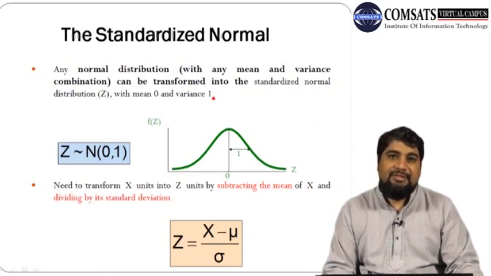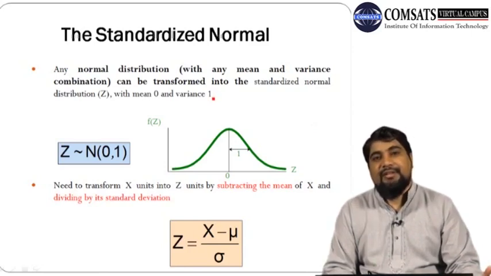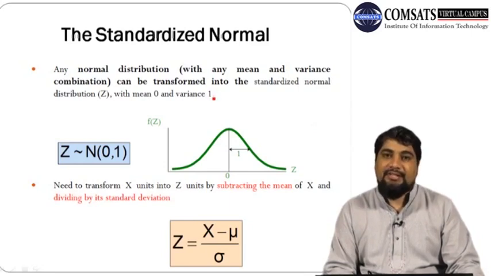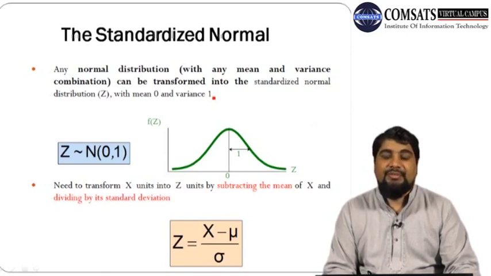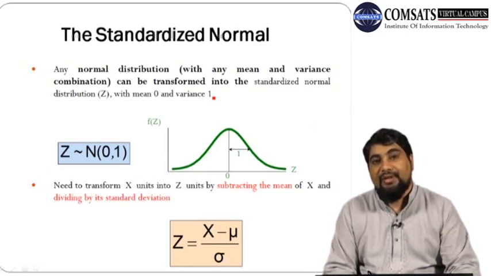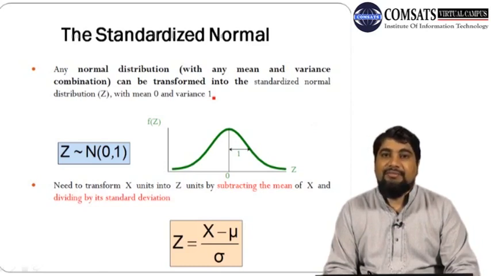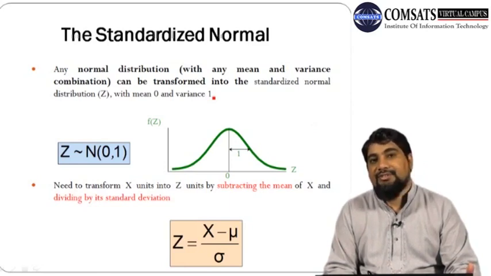But if the mean is different from 0 and variance is different from 1, then we say that this is not the standardized normal distribution, it is the general or simple normal distribution. But if we fix the mean at 0 and variance at 1, then we have a special name for the normal distribution and we call it the standardized normal distribution. And consider another case: suppose the mean is fixed at 0 but variance is different from 1. Again, this will not be a standardized normal distribution.